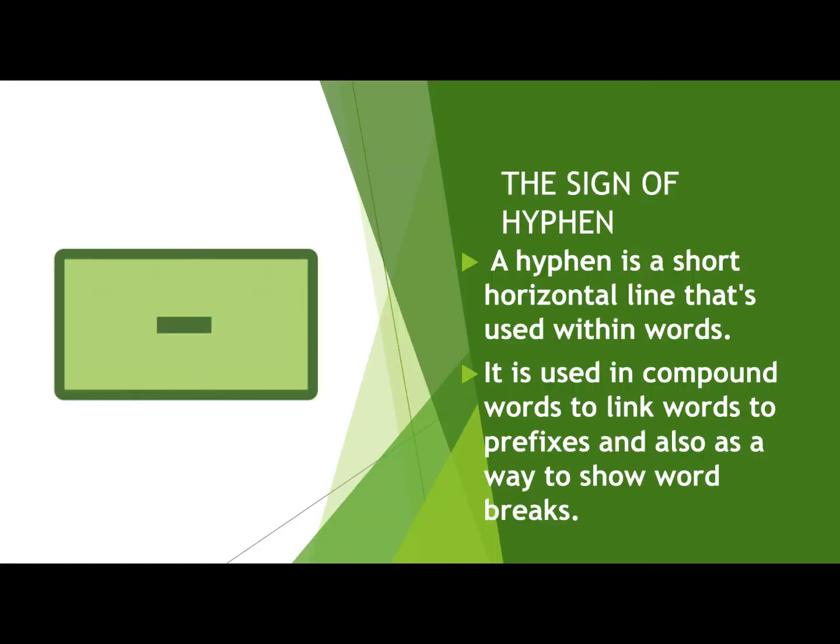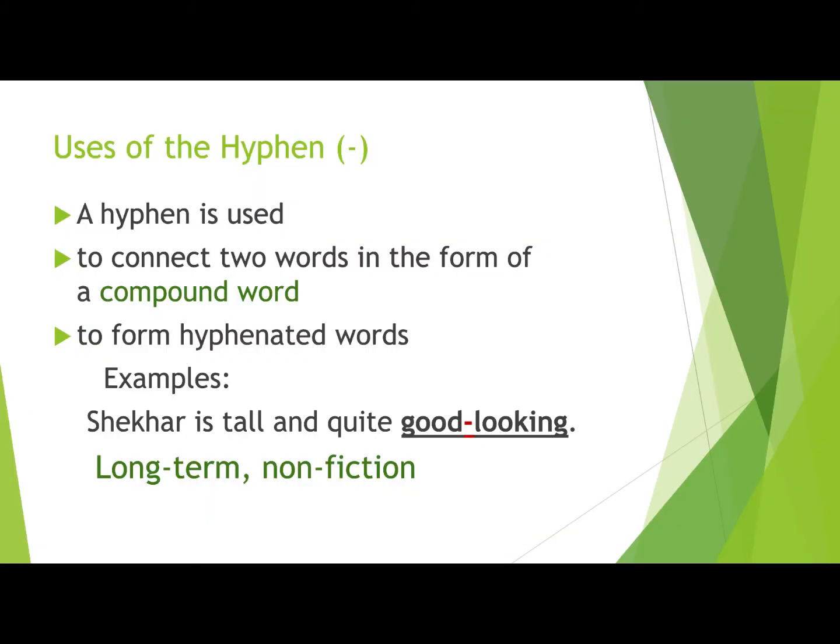This symbol that you can see on the screen is called a hyphen in the English language. Dear students, what's a hyphen? How can we define it? Okay, it's better to keep the symbol in your mind rather than the definition. Still, I will tell you, a hyphen is a short horizontal line that's used within words. Now, what's the use of the hyphen? The hyphen can be used in compound words, to link words to prefixes, and also as a way to show word breaks. The most basic use of a hyphen is to form hyphenated words.